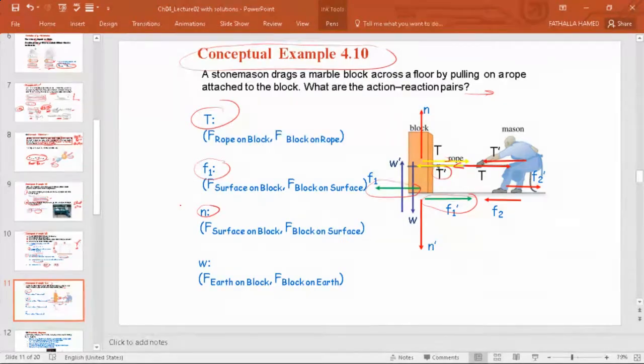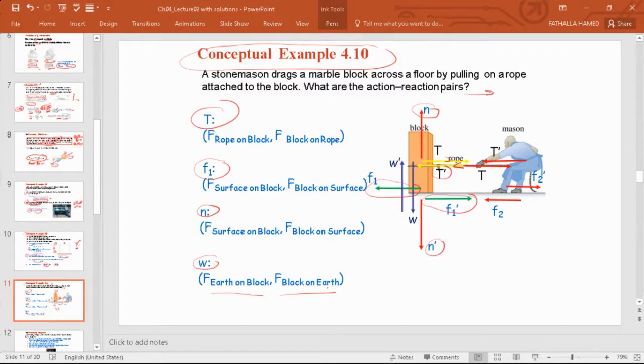Similarly with N, we'll have the normal force from the surface, and then N prime, which is the effect of the block on the surface. And the same thing that we have for the weight, which is the force of the earth on the block, and then W prime, which is the force of the block on the earth. And this is what we call action-reaction pairs, in accordance with Newton's third law.